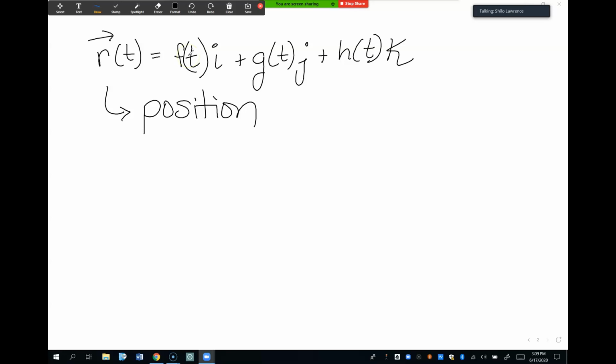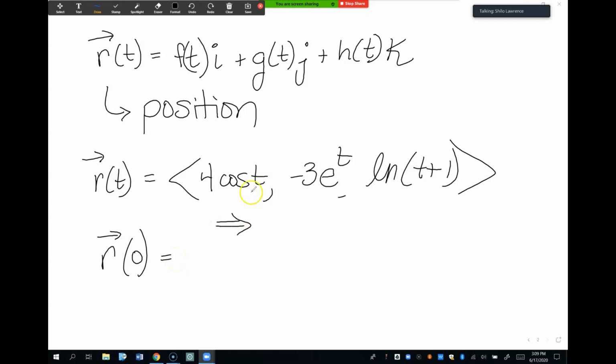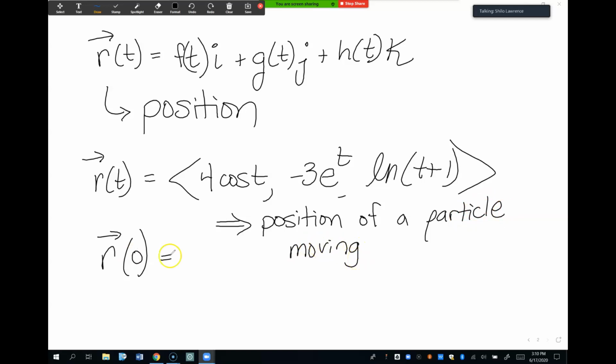So let's say we've got a vector valued function r of t. Let me use the one we had. I think this is the same. <4 cosine t, -3 e to the t, ln of t plus 1>. We can find r of 0. And one application is that this is telling us the position of maybe a particle moving through space. If I plug in 0, it will tell me where the particle is at time 0.